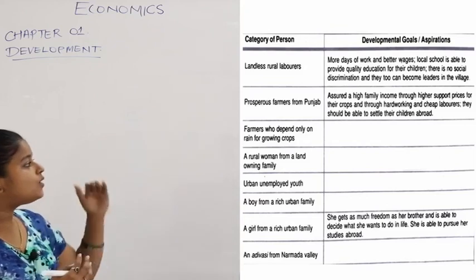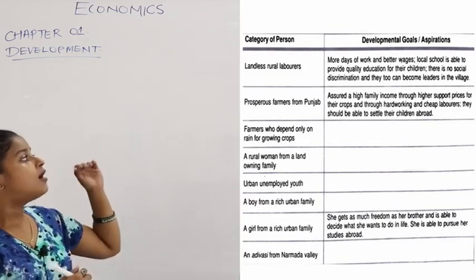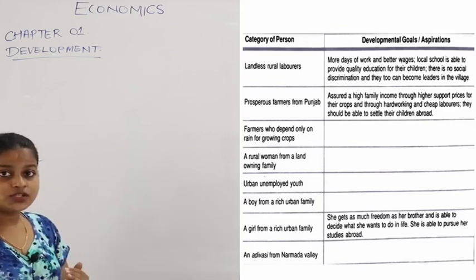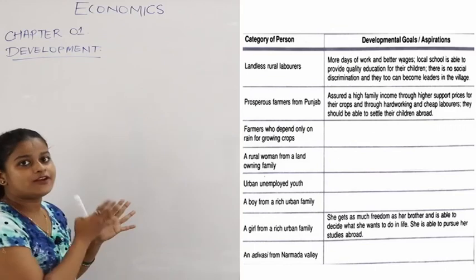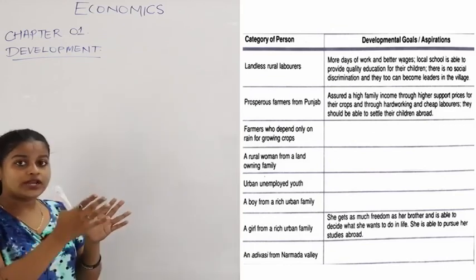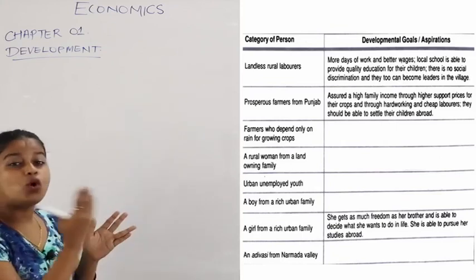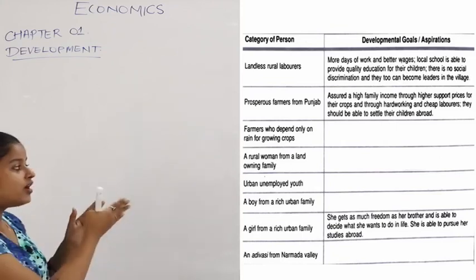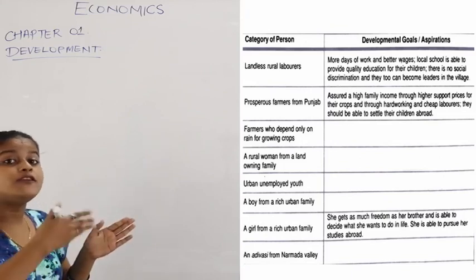Similarly, we have different categories of persons given over here, and you have to put yourself in their position and fill in the table. You can do this exercise on your own and write what you think development would mean for you if you were in that person's place.